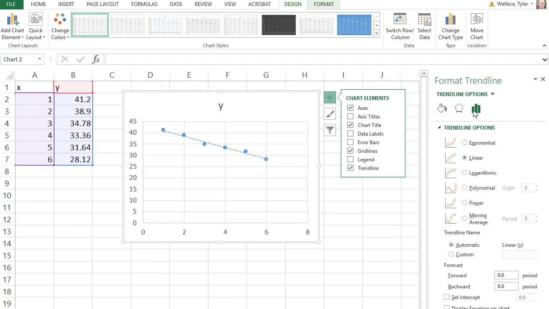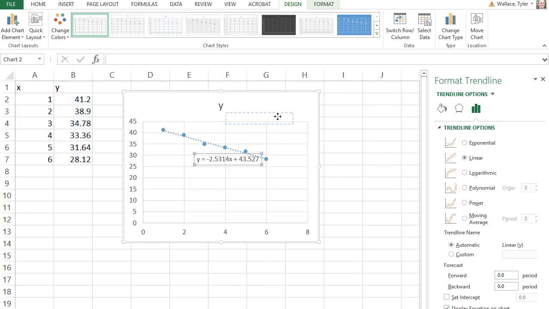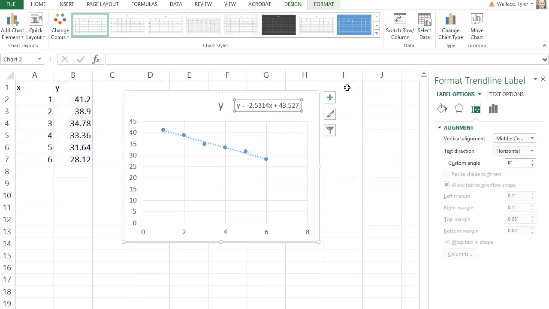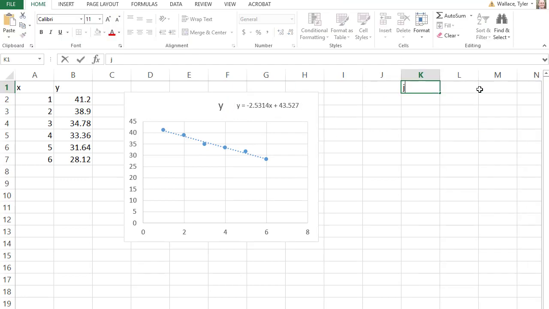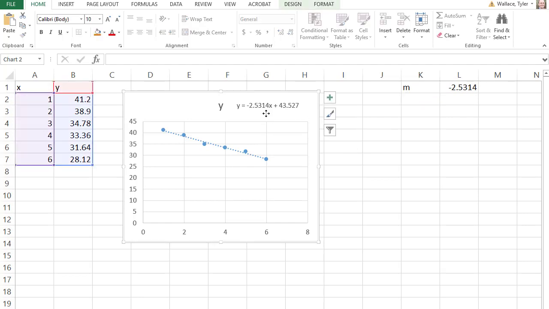Double-clicking that line, I can select to format that trend line, and we're going to display the equation on the chart because we need to know what is that slope that we are estimating. I'm going to put it over here just so that we have it for safekeeping later. And the slope is negative 2.5314. That's the slope that we are estimating for the population.